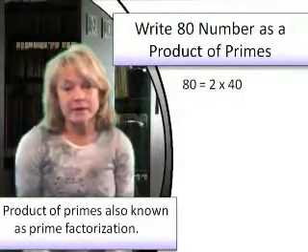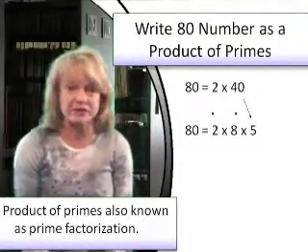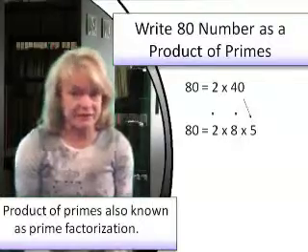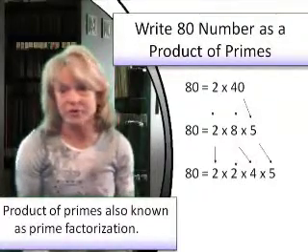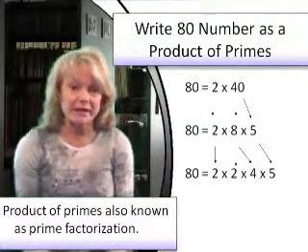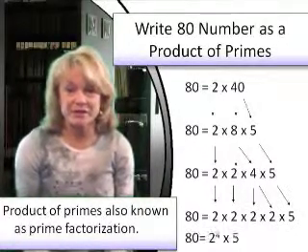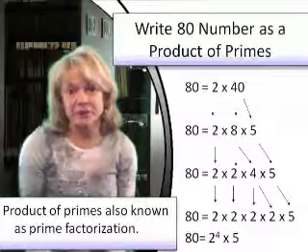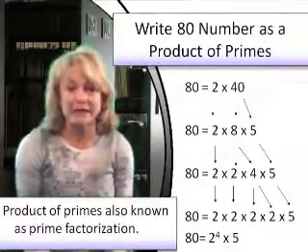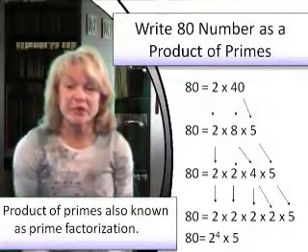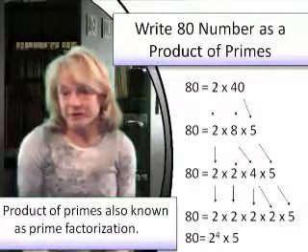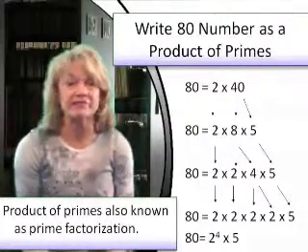Continuing, one factorization of 40 is 8 and 5. Continuing the process, writing 8 as 2 times 4, writing 4 now as 2 times 2. So here's the final prime factorization written in exponential form. Multiply to check. 2 to the 4th is 16, and 16 times 5 is 80.